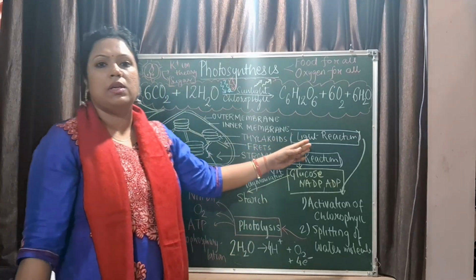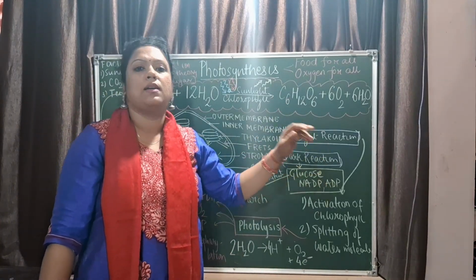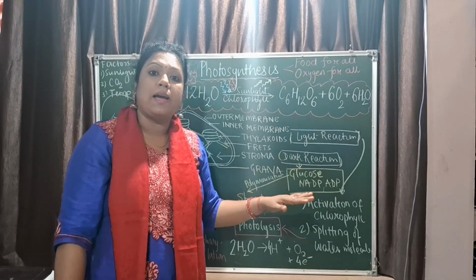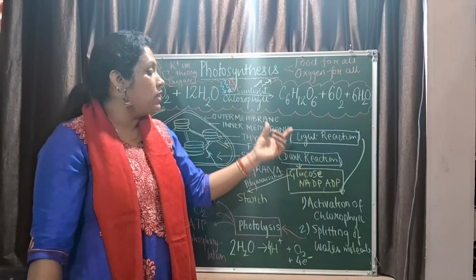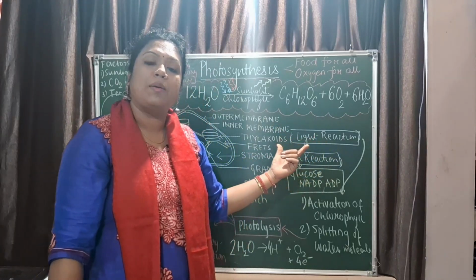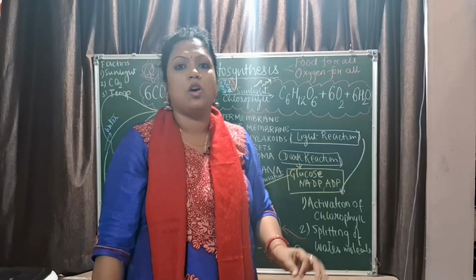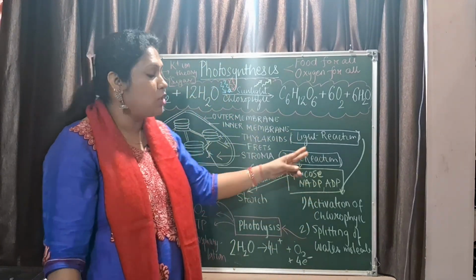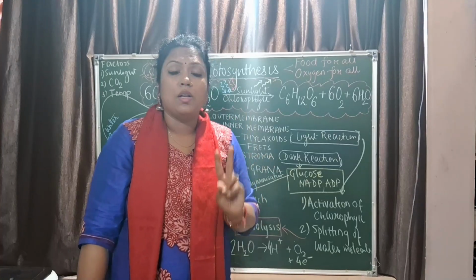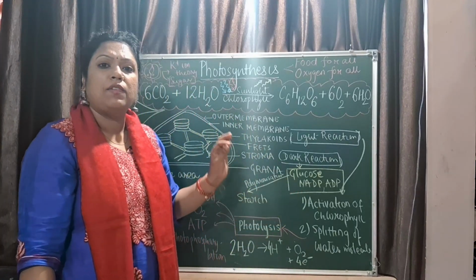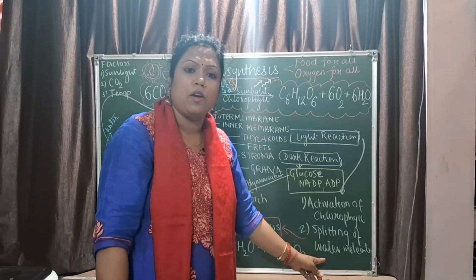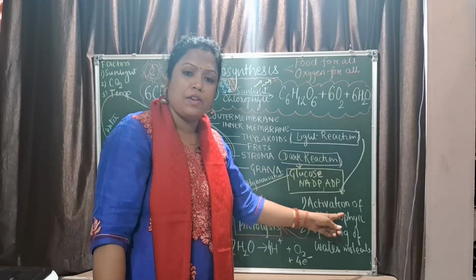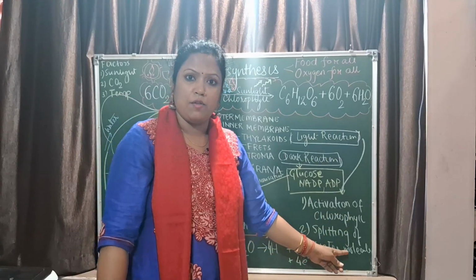Now light reaction means it is a light dependent reaction. So here sunlight is important. Dark reaction means it is a light independent reaction. The light reaction is also called the photochemical reaction and the dark reaction is called the biosynthetic reaction. In the light reaction, which occurs in the thylakoids, you have two major steps. What are the two steps of light reaction? Activation of chlorophyll and splitting of the water molecule. So one is activation of chlorophyll and the other is splitting of the water molecule.